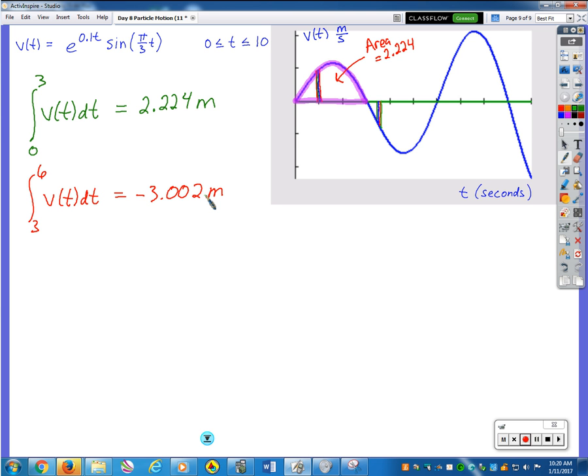One or two if that made sense. That's why we're getting a negative value for the integral. But mentally, you think to yourself, okay, I know this area. The area is a positive value. It's 3.002. But because that area is located below the horizontal axis, I know the particle actually changed its position to the left. Okay. Questions?